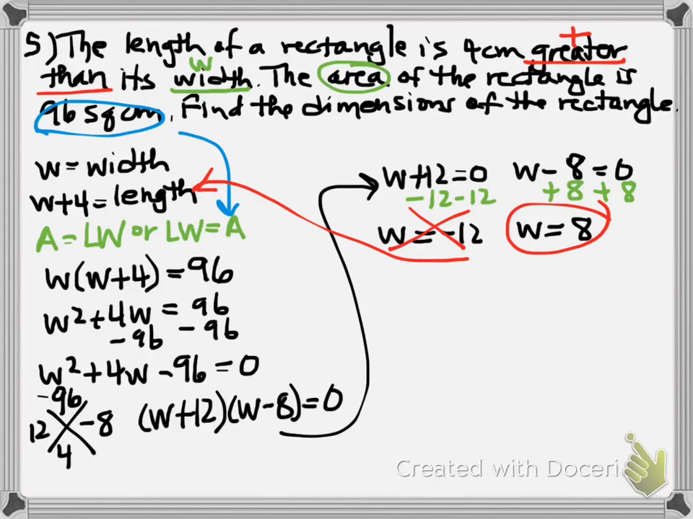And then to figure out the length, we plug it into the definition. So when I write my answer, I write width, not w. Width equals 8, label is centimeters. Length is 4 more than that, and 8 plus 4 is 12 centimeters. And that's your answer to this problem.